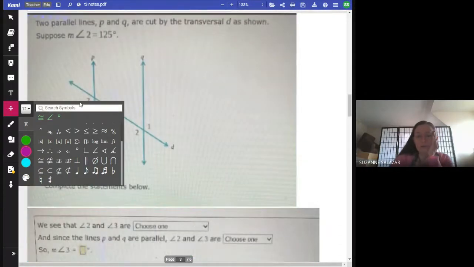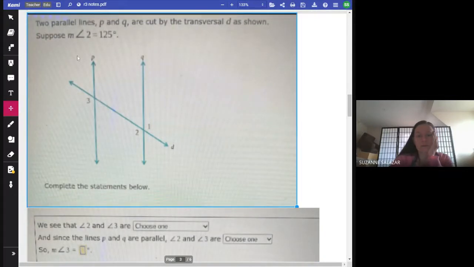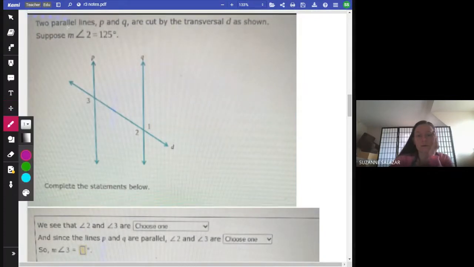And then this one, so I've got two parallel lines cut by a transversal, and angle 2 is 125 degrees.